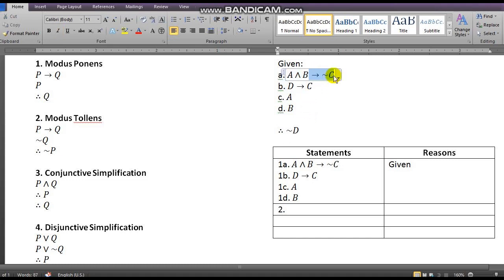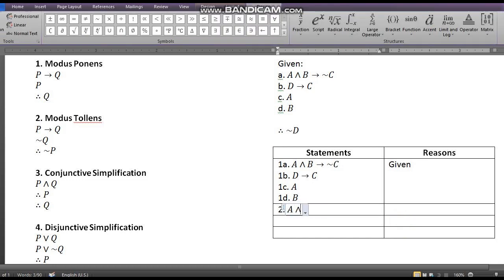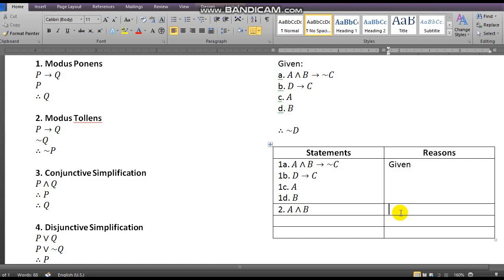And we can get a not C here by having A and B implies not C. So if somehow we can arrive at A and B, we can use modus ponens to get not C. Then we can use not C to get not D using modus tollens. Do you follow that? So let's start first by getting an A and B. So we know that on 1C, statement A is true and on 1D, statement B is true.